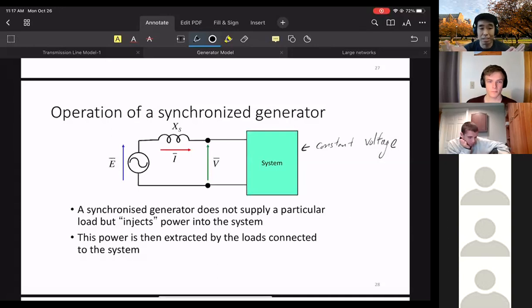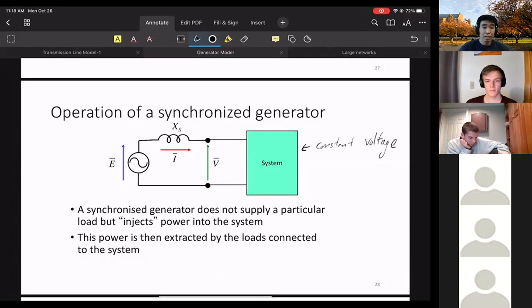All generators inject power into the system, and all loads draw power from the system. The exact percentage of how much of your load is supplied by a particular generator is something we need to calculate, and that's determined by Kirchhoff's laws and Ohm's law. It's not something we can stipulate, how much of this generator goes to that load. That's decided by how current flows.